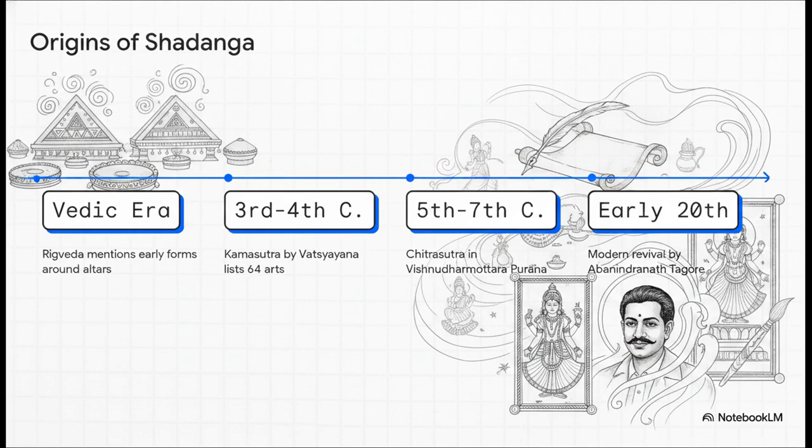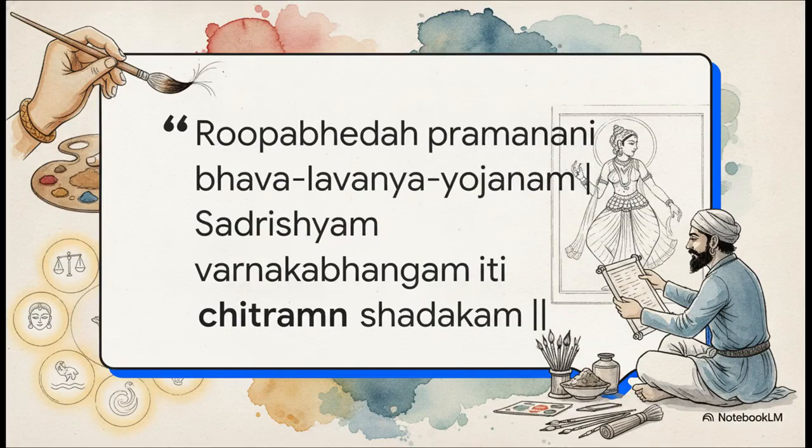And the best part? They weren't just left in the dust of the past. They were completely revived in the early 20th century by the modern artist Abanindranath Tagore, basically to bring that indigenous grace back to Indian art. So all of that rich history basically culminates in this single foundational Sanskrit shloka. If you were a painter in ancient India, this was your ultimate checklist for a perfect painting.